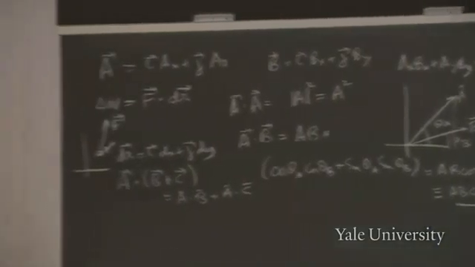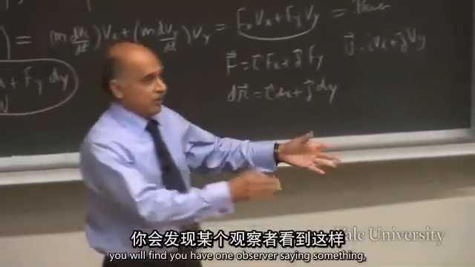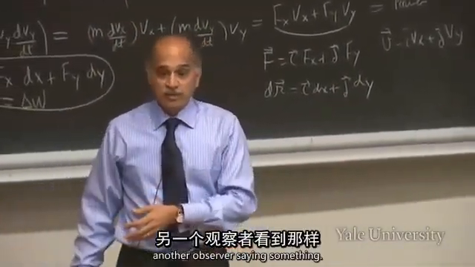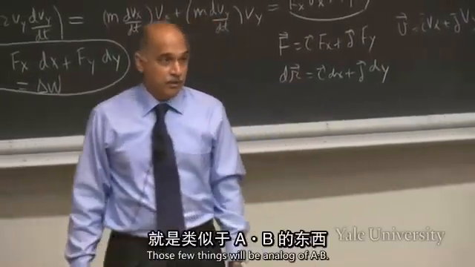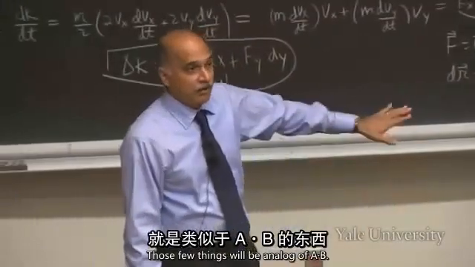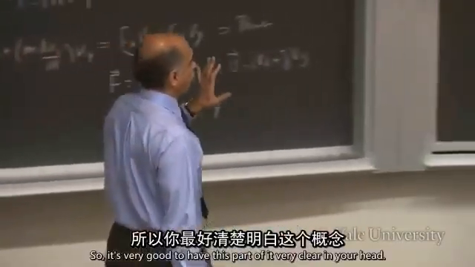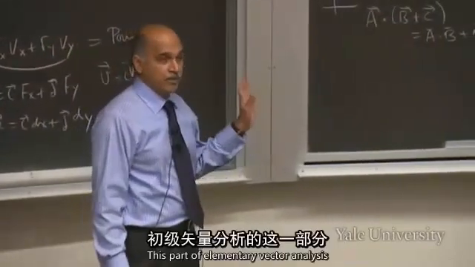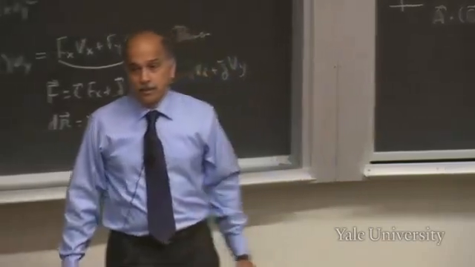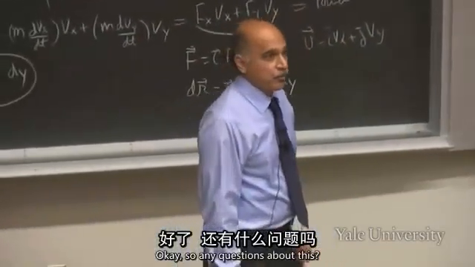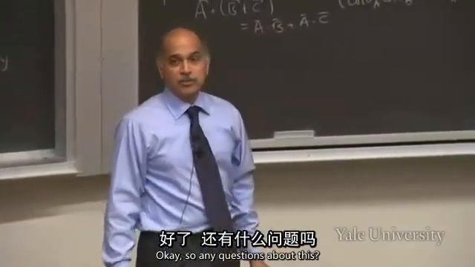This is a very important notion. When you learn relativity, you will find you have one observer saying something, another observer saying something. They will disagree on a lot of things, but there are a few things they will all agree on. Those few things will be the analog of A dot B. So it's very good to have this part of it very clear in your head. This part of elementary vector analysis should be clear in your head. Okay, so any questions about this?